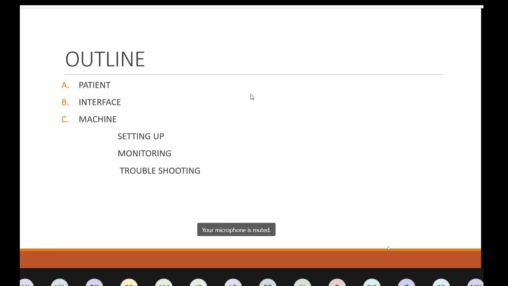Just one word about mode. There are different modes. The CPAP, but CPAP just gives you an end expiratory pressure alone.